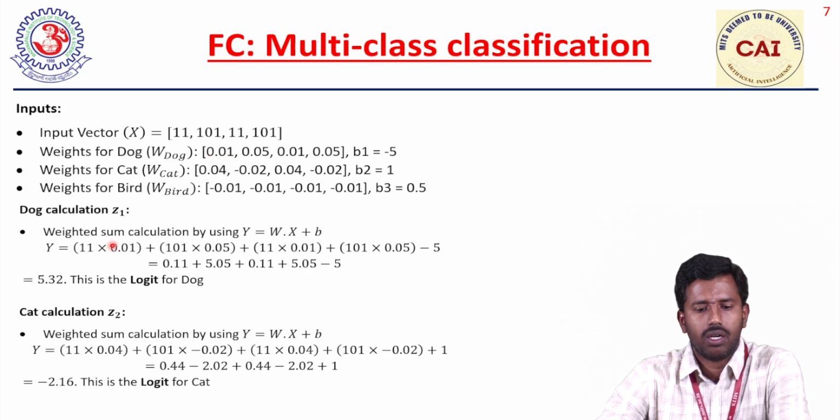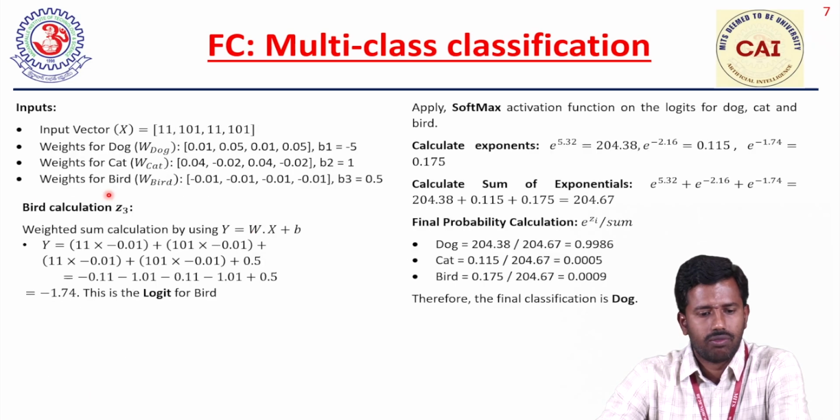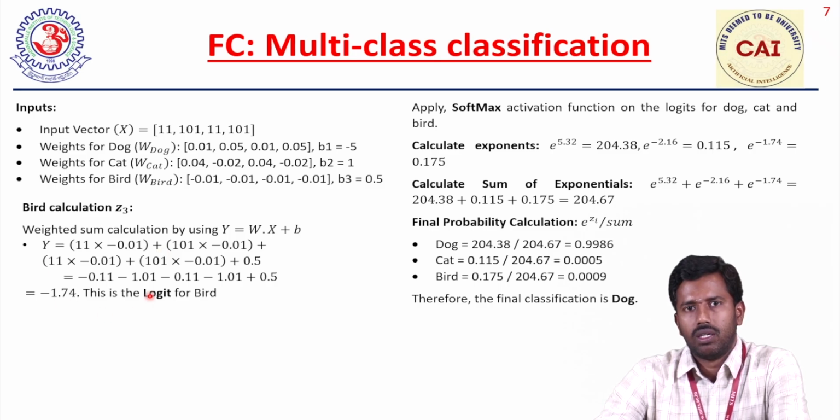So the same input, the final vector will be multiplied with all the weights coming to 3 categories: dog, cat, bird, by adding the bias, so that the final logit for dog is 5.32, the final logit for cat is minus 2.16, and the final logit for bird is minus 1.73. So these logits will be given as input to the softmax activation function.